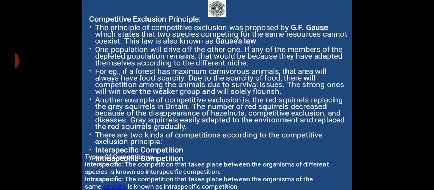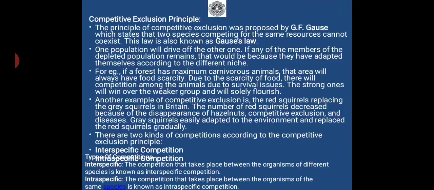Another example of competitive exclusion is the red squirrels being replaced by the grey squirrels in Britain. The number of red squirrels decreased because of the disappearance of hazelnuts, competitive exclusion, and diseases. Grey squirrels easily adapted to the environment and replaced the red squirrels gradually.